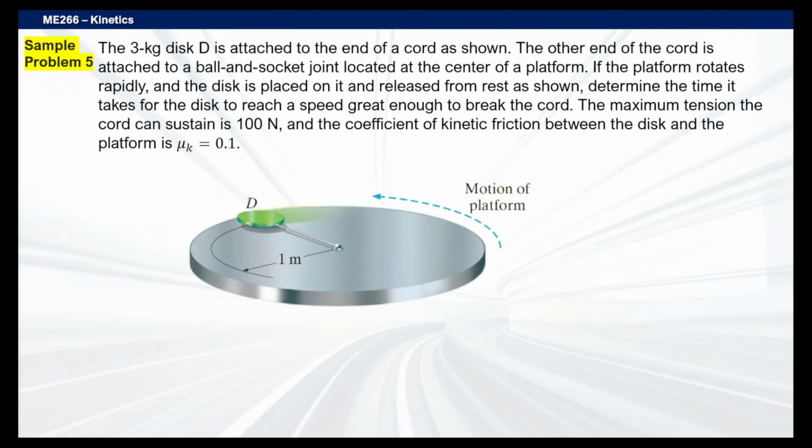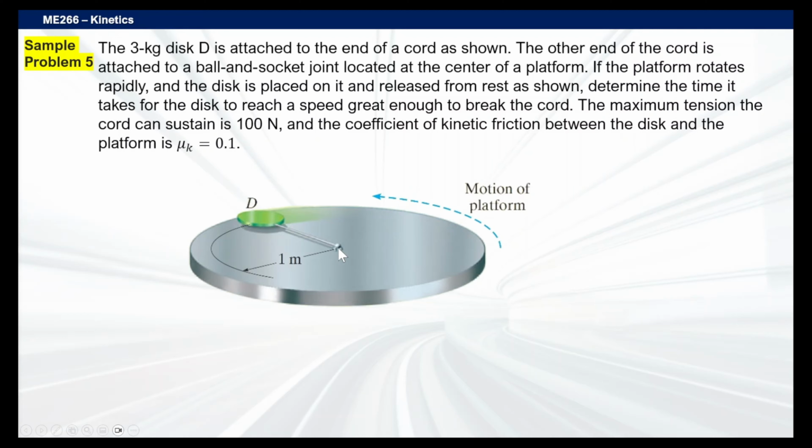Okay, so here we have a 3 kilogram disc. So this one's the disc. It may not be practical, but you'll be seeing a lot of examples of this in the future, specifically in your fluid mechanics. But for now, let's put out this disc. This is a 3 kilogram disc, represented by letter D, and it's attached to the end of the cord as shown. And the other end of the cord is attached to a ball and socket joint, located in the center of the platform.